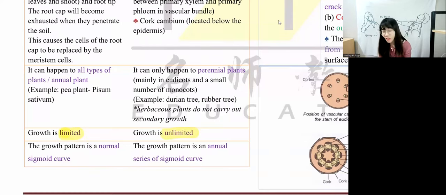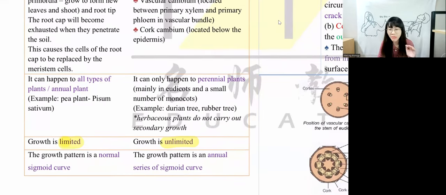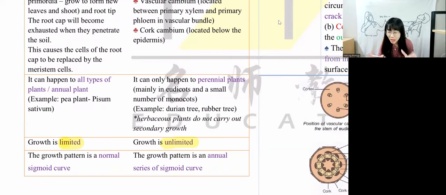Same goes for plants. Plant length is limited, diameter is unlimited. Of course, increasing in diameter is a good thing because they want to have more support, right? What type of plants will grow tall? As long as they are plants, they will grow tall. No matter whether they are grass, paddy, or pumpkin, any plant in the world will carry out primary growth. But secondary growth is different. Secondary growth usually only happens in woody plants.